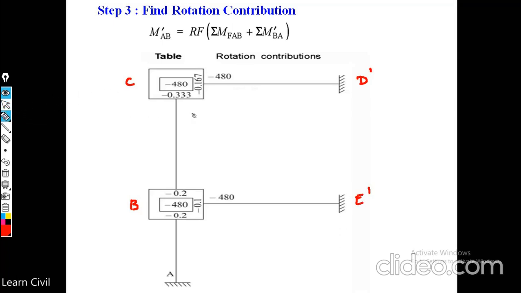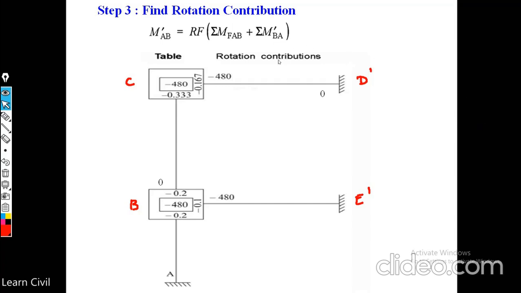You can see here at joint C we have CB and CD dash. So the rotation contribution is given by this particular formula, that is M dash CB is equal to rotation factor multiplied by, in bracket, summation of fixed end moment meeting at this particular joint plus summation of rotation contribution of far end. First we'll find out for CB. You can see the far end rotation contribution for member BC is 0, therefore we will consider that as 0. For member D dash C, nothing is there, therefore we will assume it as 0.